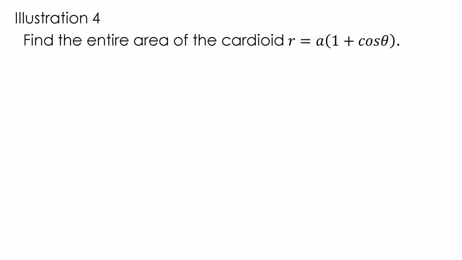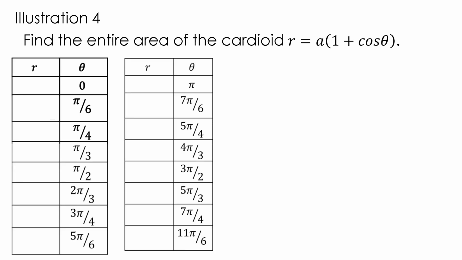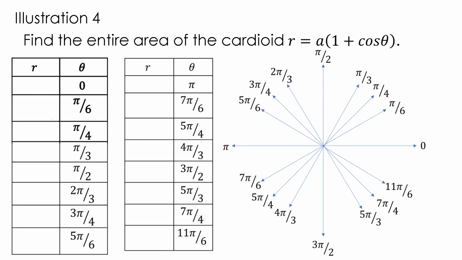We could plot the cardioid or sketch the cardioid by making tables. A table wherein we assume the values of theta and solve the corresponding values of r. At the same time, we can plot them now in polar coordinates. If theta is equal to 0, then r is equal to 2a. If theta is equal to pi over 6, then r is equal to 1.9a.